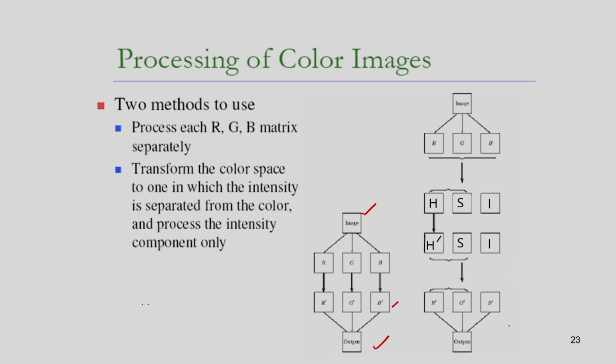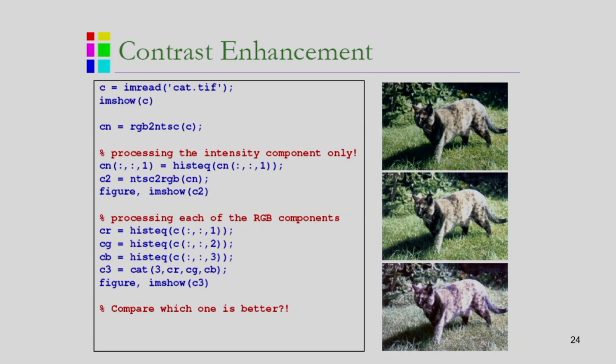But in the second case, from the input image, I have the RGB components. These RGB components I am converting into HSI components, and after this I can do the processing. So I will be getting H dash, S dash or I dash, and after this I can convert the HSI into R, G and B corresponding to the output image. Here I have shown some examples, the contrast enhancement.